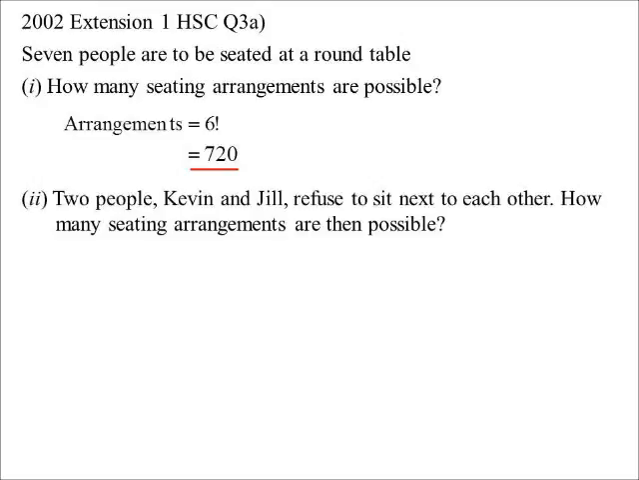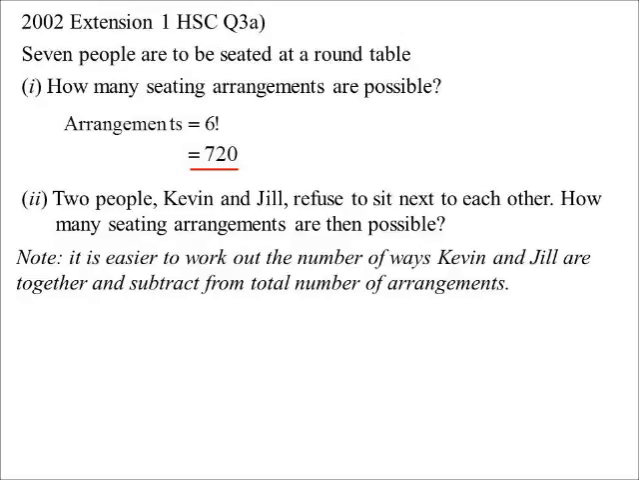All right, 2 people, Kevin and Jill, refuse to sit next to each other. How many arrangements are then possible? So we look after the conditions first. The problem is, it's usually easier to work out how many ways they are together and then just subtract that from the total number of possibilities, rather than trying to work out all the different ways that they can't be together. So let's work out the number of ways they are together.